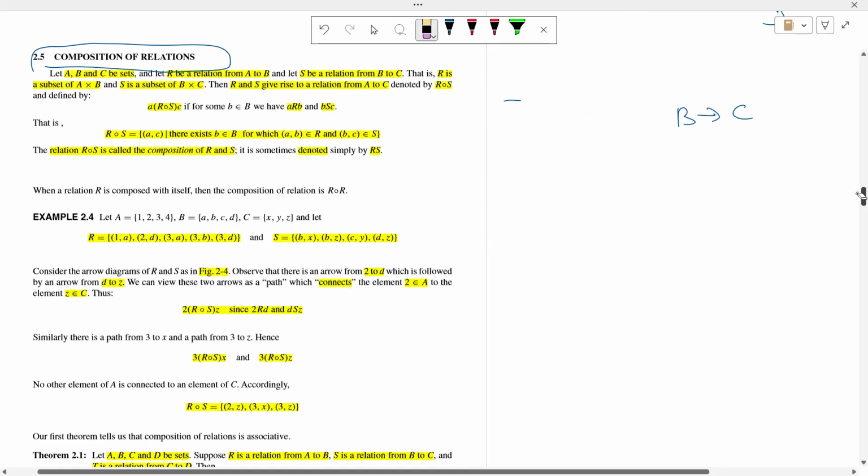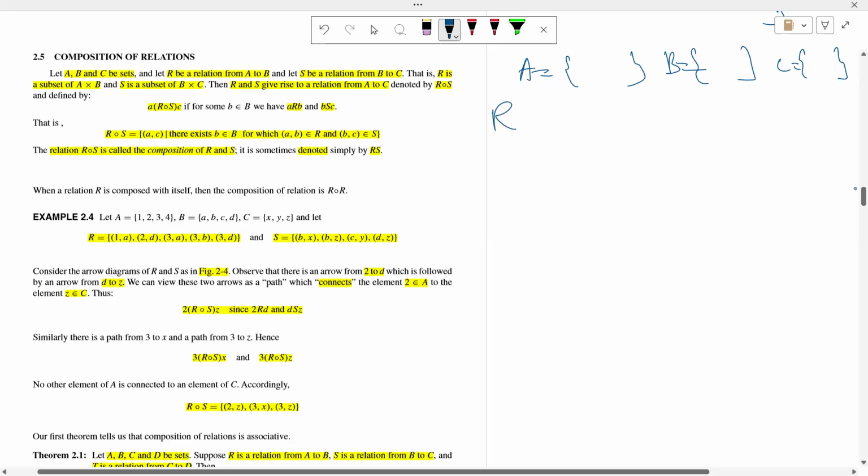Similarly, we have composition of a relation. Composition of a relation means, just think about, you have three different sets A, B, C. You have a relation R between A and B. So R is a relation between A and B, so it is a subset of A cross B.